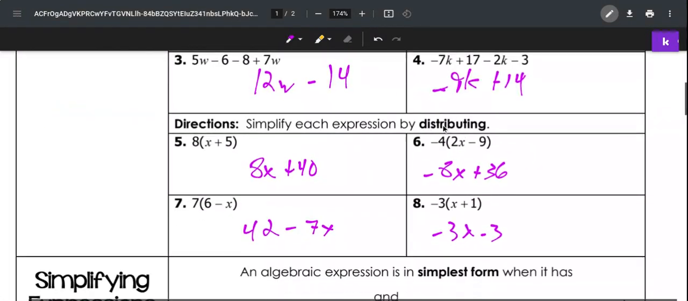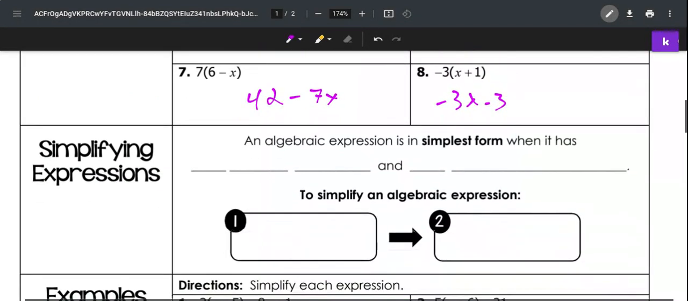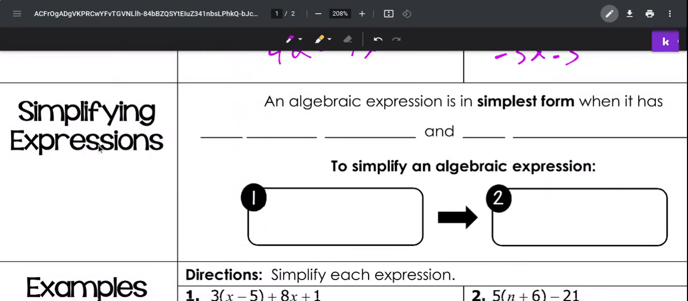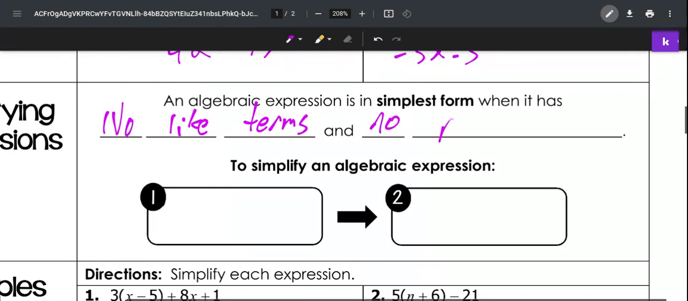So we're going to be combining like terms and distributing, which probably going to be distributing first most of the time, which in this case it is. So we're going to have an expression, and we want to make sure that it's in simplest form. Now, here's what simplest form means. It means that there are no like terms. So obviously that means we have to combine like terms. And we also want there to be no parentheses. So that means we need to distribute everything that can be distributed.